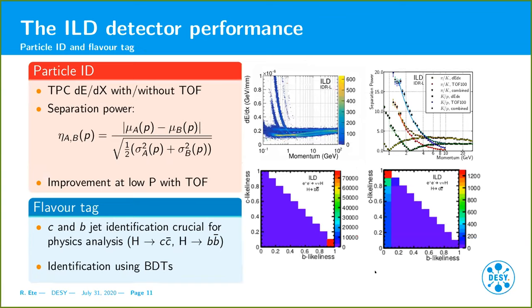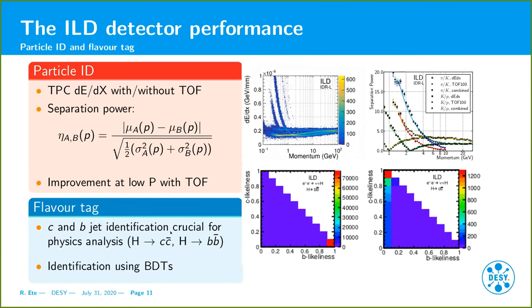I go now to particle ID. Namely, what we have here is a TPC, so we use the dE/dx. And recently, what we've done in the context of this document I talked about, we included also some time of flight estimate using the ECAL hits and fast timing response of the detector.